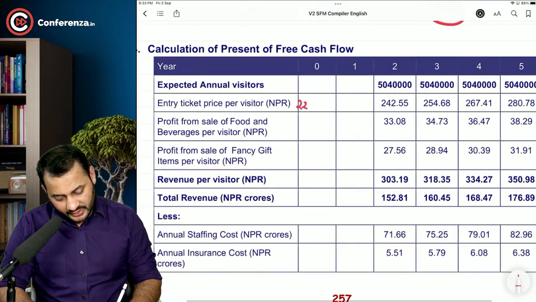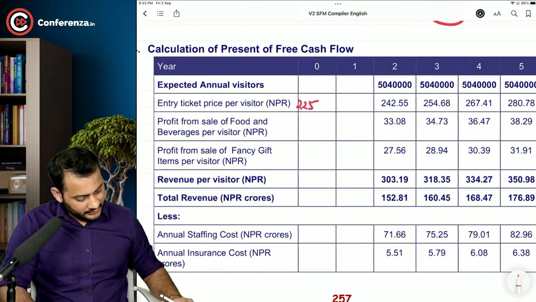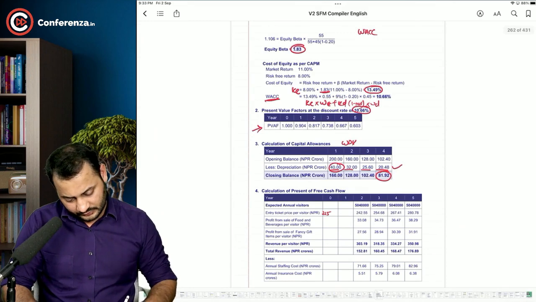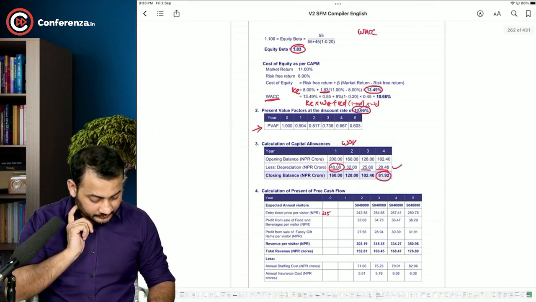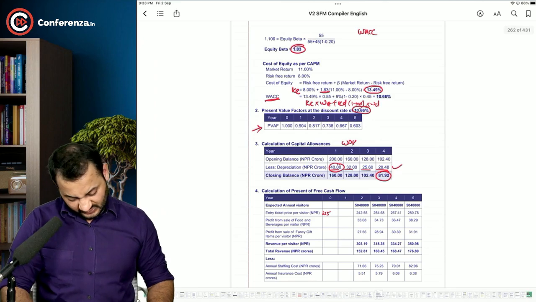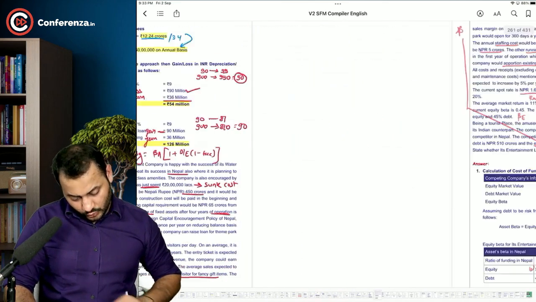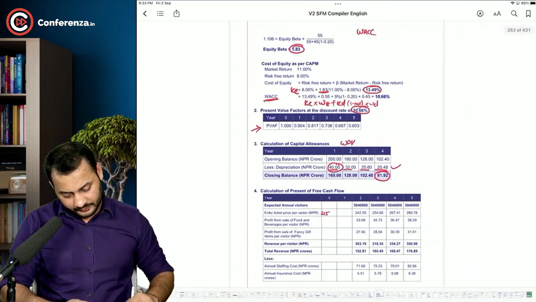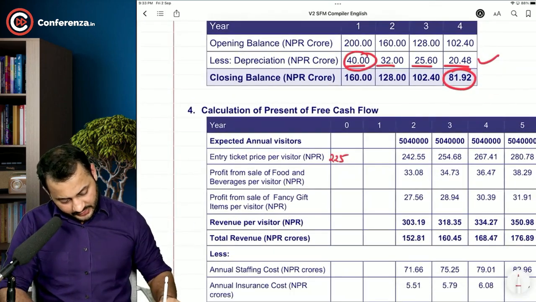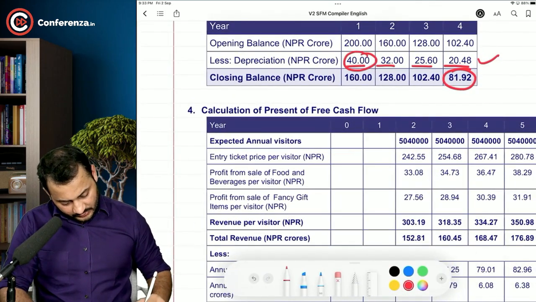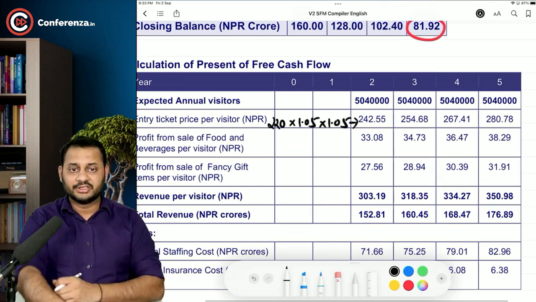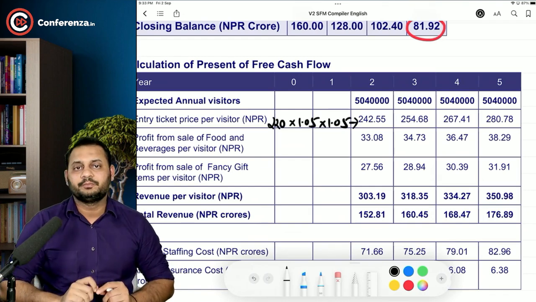It was 225 plus 5% plus 5%. What was that? 225 or what? Let me just confirm. 200, na. Entry ticket was 220. Sorry. So entry ticket was 220. So you have to calculate it like this: 220 at 0th time into 1.05 into 1.05, and then you will reach the second year end.